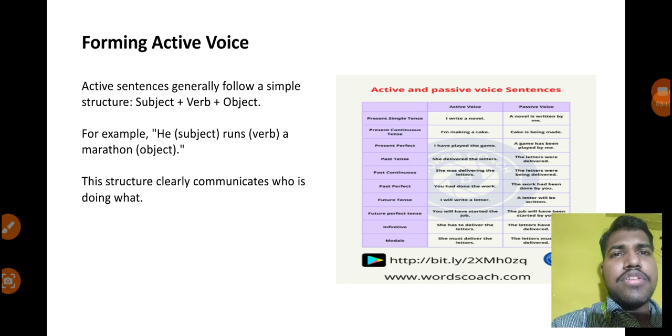Forming active voice. Active sentences generally follow a simple structure: subject plus verb plus object. For example, he (subject) runs (verb) a marathon (object). This structure clearly communicates who is doing what.